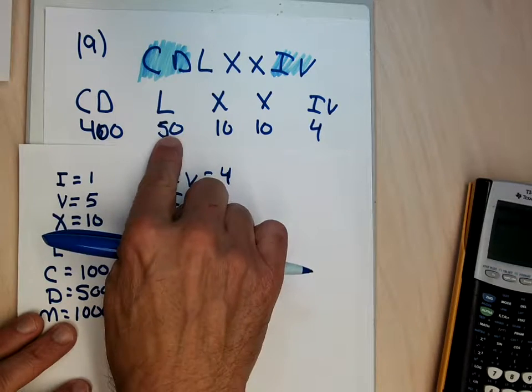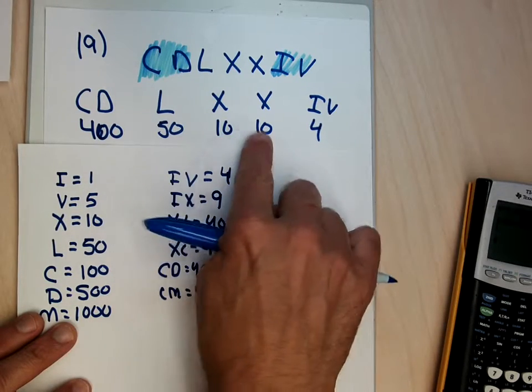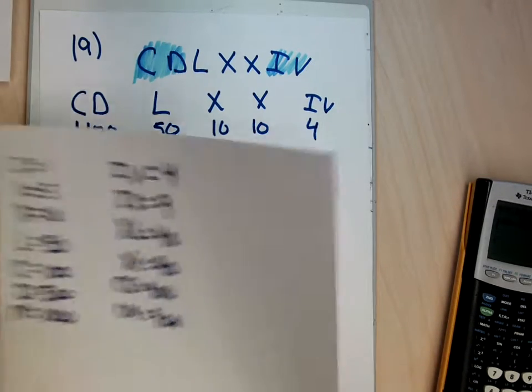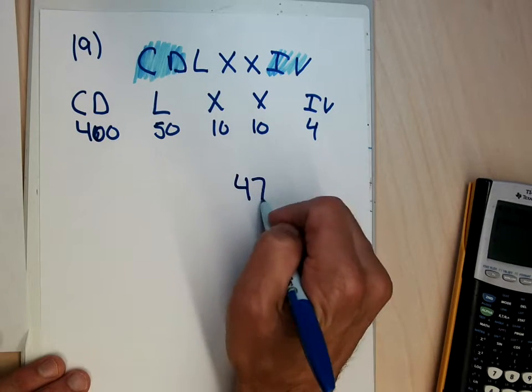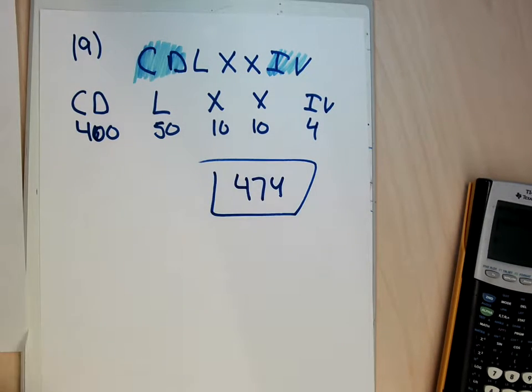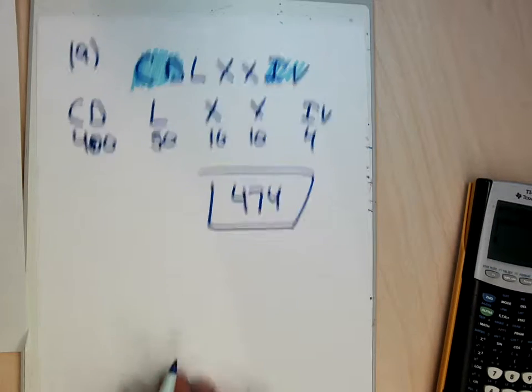400 plus 50 is 450. Plus 10 plus 10 plus 4. I think that adds up to 474. I don't think I need my calculator to do that. My answer for number 19, the Roman numeral that's given, is equal to 474.